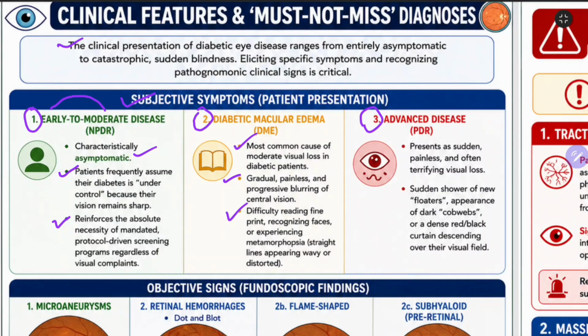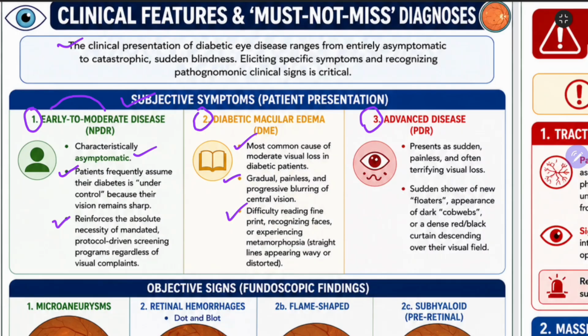Patients will present with difficulty in reading fine print and recognizing faces, or experiencing metamorphopsia, straight lines appearing wavy or distorted. That is metamorphopsia. They will not be able to identify faces correctly, they will not be able to see thin lines properly, and they will see straight lines as wavy lines, with distorted images. That is the presentation of diabetic macular edema.